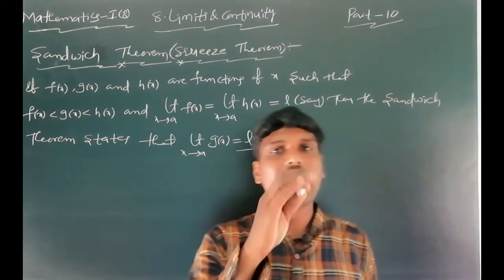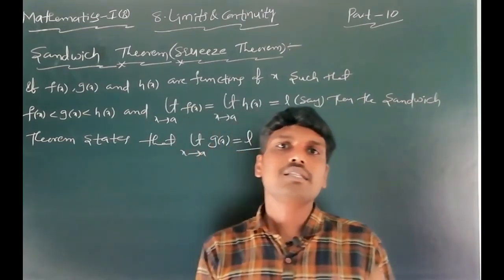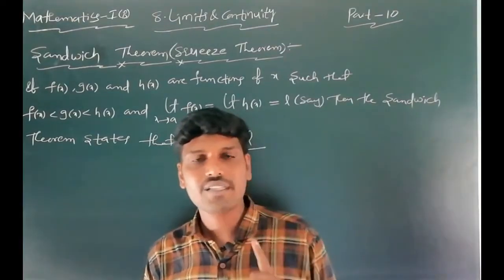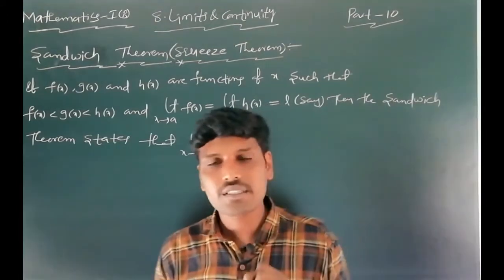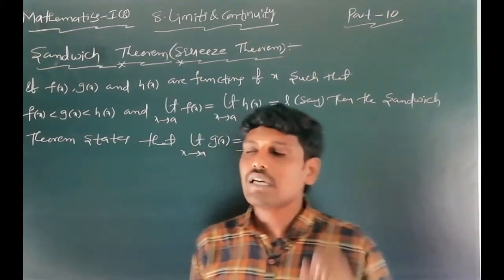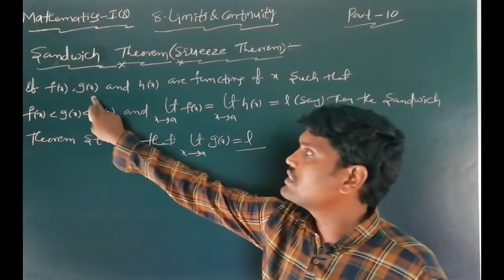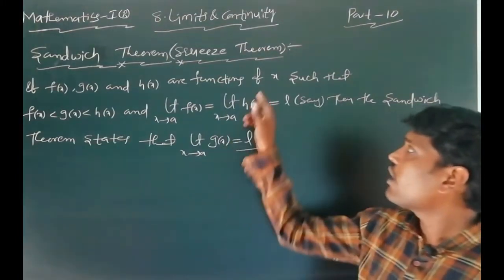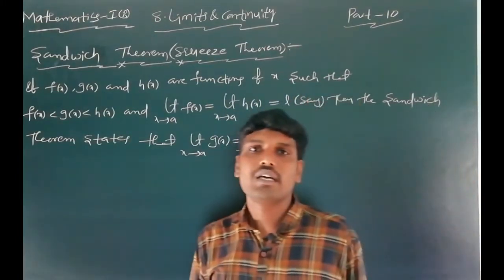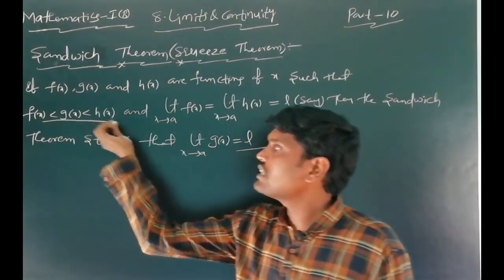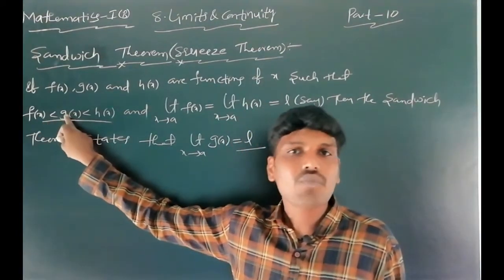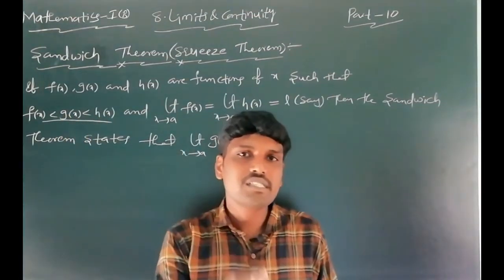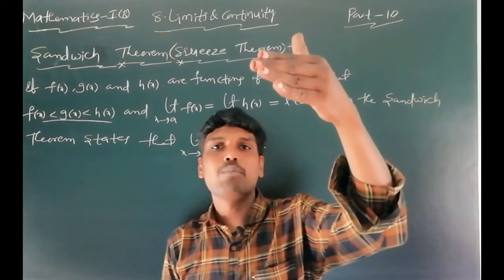What is the meaning of the sandwich theorem? In this theorem, you have to take three functions: one is f of x, another is g of x, and one more is h of x. These are any three functions of x such that f of x is less than g of x, and g of x is less than h of x. Nothing but f of x is the least function, and h of x is the greatest function.